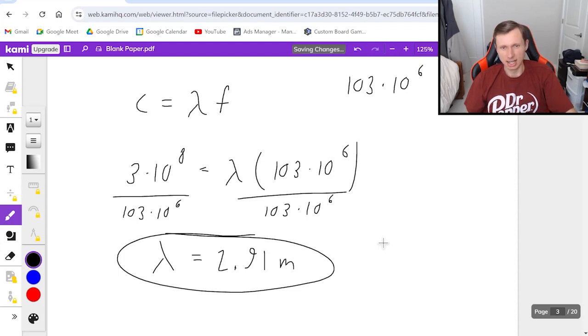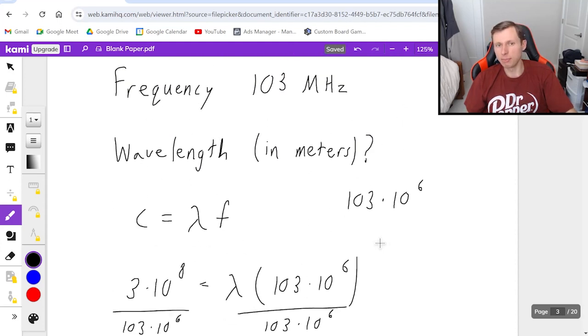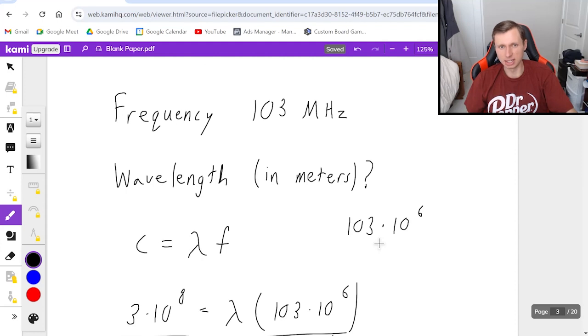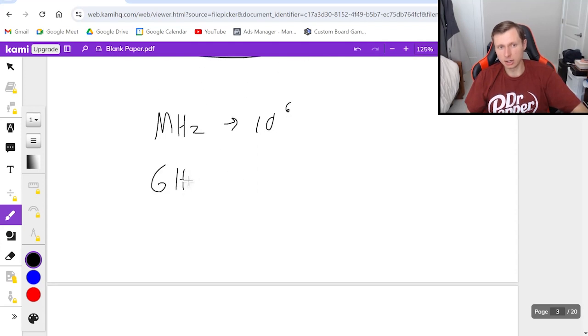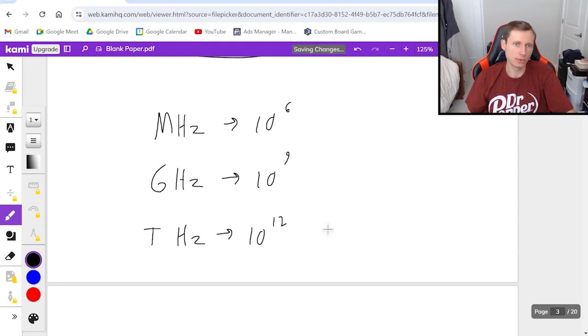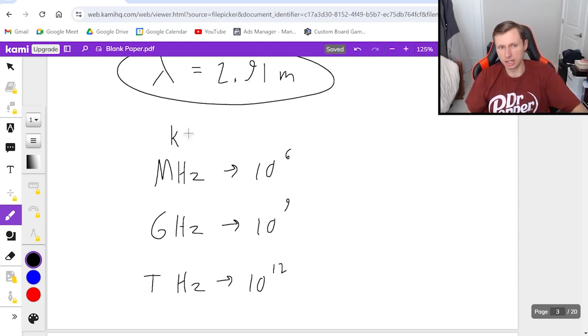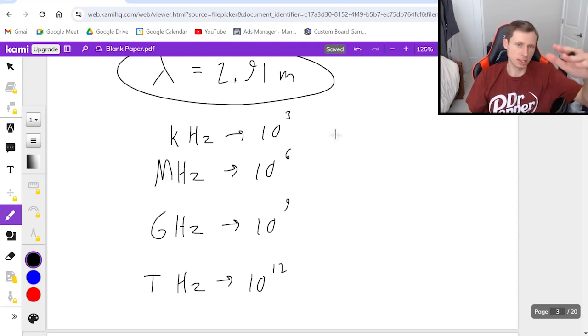Pretty easy. As a matter of fact, I would say the hardest part of these problems is remembering what the prefixes mean. And as a reminder, megahertz means 10 to the 6th, gigahertz means 10 to the 9th, and I don't think you would see this, but if you see terahertz, that would be 10 to the 12th. And that's all the prefixes I know. Maybe I'll throw kilohertz in there as well for good measure. That would be 10 to the 3rd. And that's basically the spectrum that you can expect to see on a test.